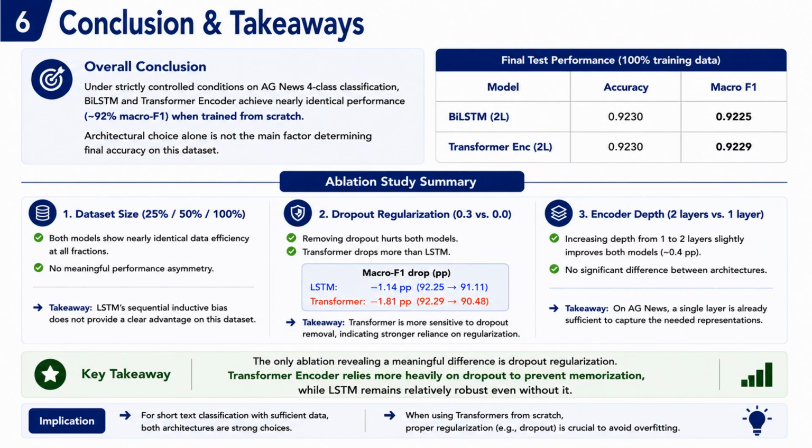We also conducted 3 ablation studies. The dataset size and encoder depth experiments showed very similar behavior between the two architectures. In contrast, the dropout ablation revealed the clearest difference. The transformer experienced a large performance drop when dropout was removed, indicating a stronger dependence on regularization. Overall, for short text news classification, both architectures are effective. However, when training transformers from scratch, proper regularization is more important than the architectural choice itself.